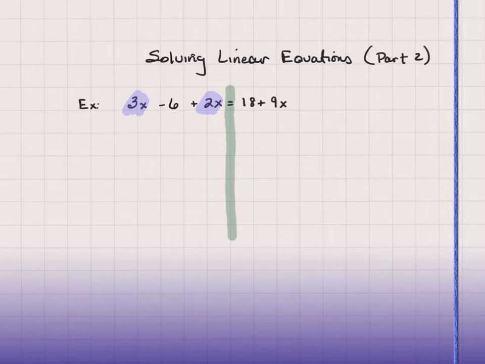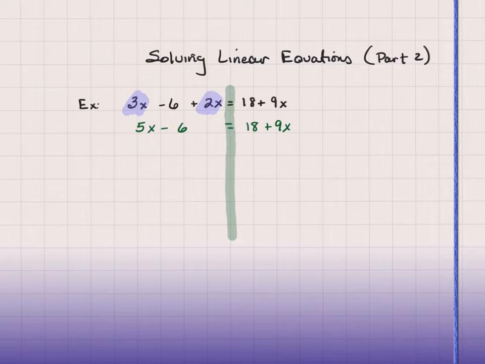I've got 3x's on this side. I've also got 2x's on this side. So the left-hand side simply becomes 5x's minus 6 and my equal sign. And the right-hand side has no like terms. There's a constant term, no variable with it. It's an x term. Those cannot be combined, so we'll just carry them down. So that's step 1. Okay, combine or simplify each side of the equation.